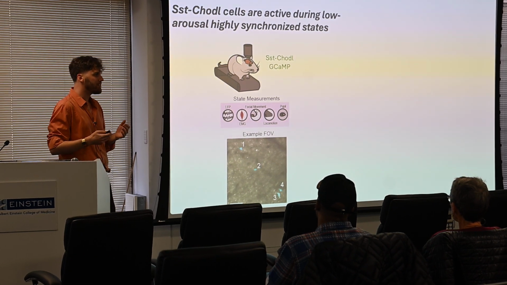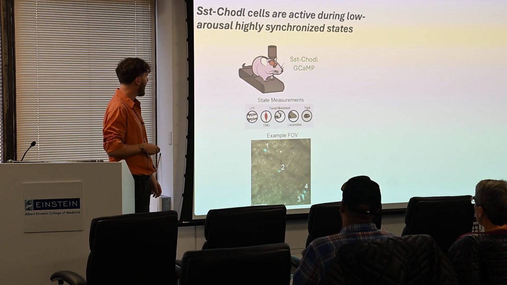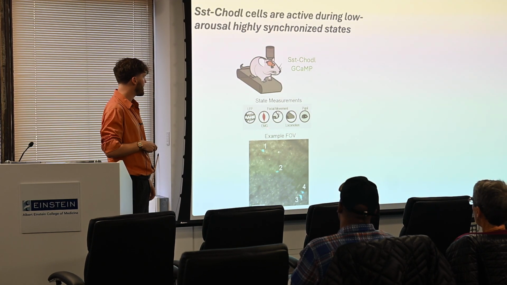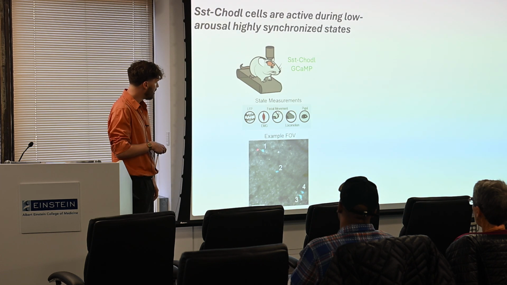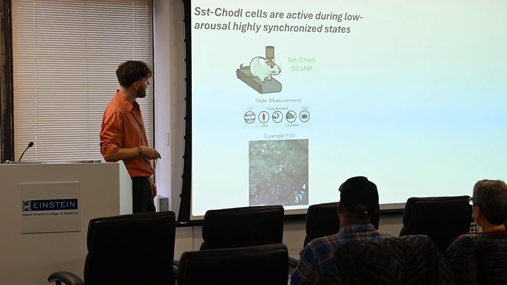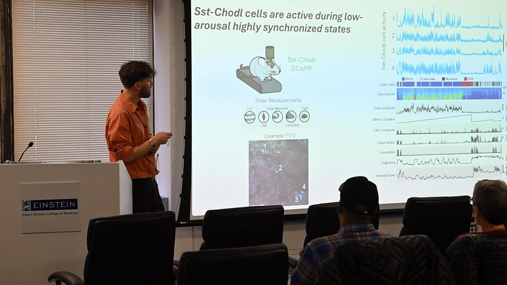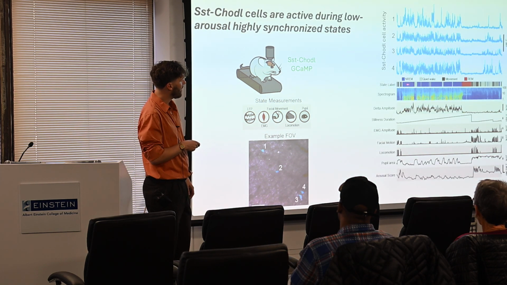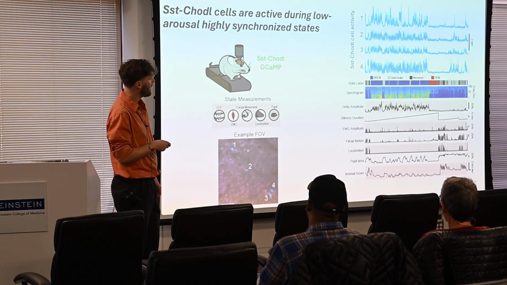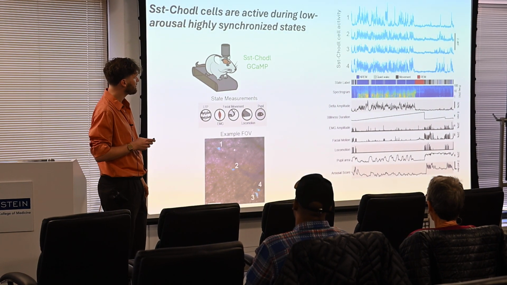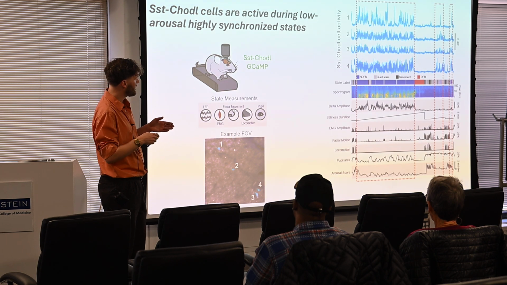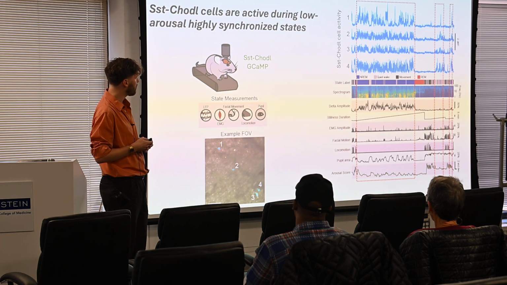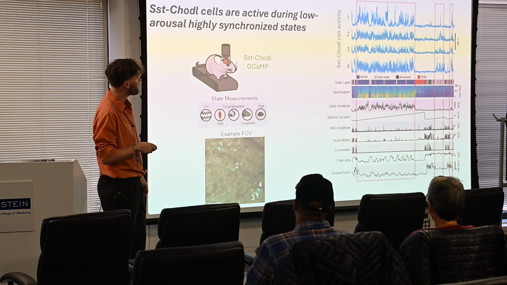We measured this many times over, adding a number of different measures: local field potential, EMG for muscle activity, facial movement, locomotion, pupil, while recording many of these somatostatin chodal cells. We get data that looks something like this, where we're able to break it apart into our different states: non-REM, quiet wake, movement, REM sleep. And when you look at these defined periods, say when the animal is in a low arousal state, like non-REM or quiet wake, these somatostatin chodal cells are really strongly active.